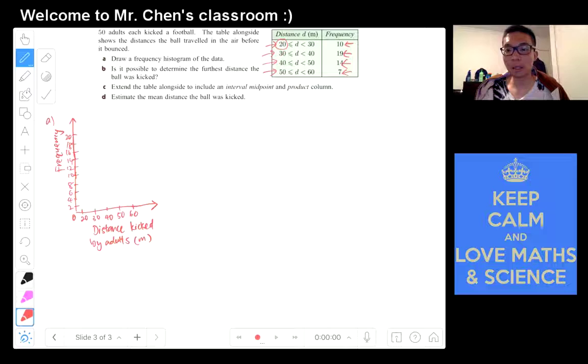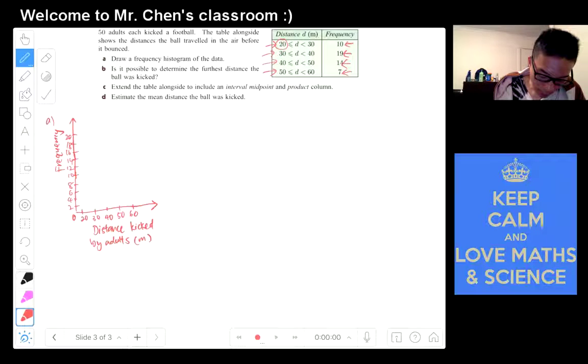Most of the time I will advise you to do a big one so that you can actually draw them a lot clearer. So let's begin putting in all the data. So between 20 to 30 meters, there are 10 adults who kicked that. So what you have to do is, that's between 20 to 30, that's 10 adults.